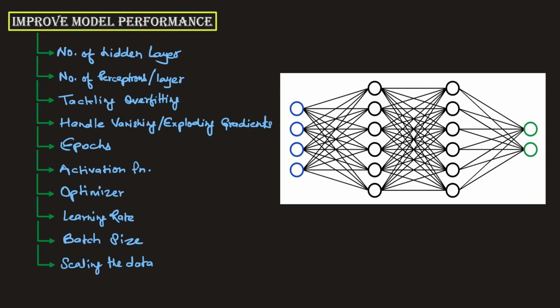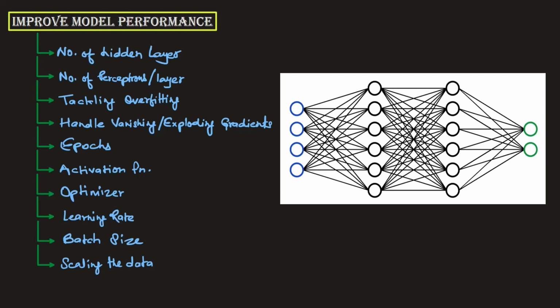Hello everyone and welcome back to the deep learning playlist. In this lecture, we are going to talk about how to improve the performance of a neural network. Neural networks are a powerful tool for solving complex problems that we have already learned so far. But building an efficient neural network can be challenging. So what could be the methods to improve the performance of a neural network? Let's try to find out.